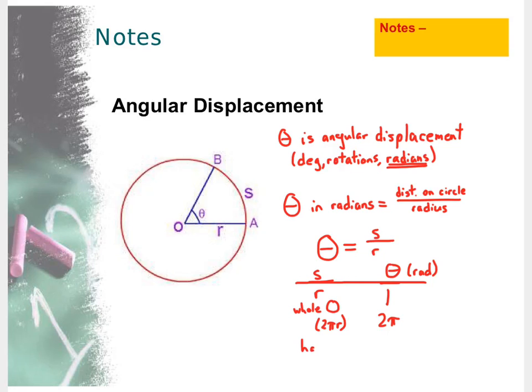A half circle, you have gone half that distance, which is pi radians, or half that angle. And I'll let you figure out what a quarter circle would be. And if you predicted that that's going to be pi over 2, you would be correct. Okay. So these angles are pretty important ones to remember. Alright, so that's angular displacement.